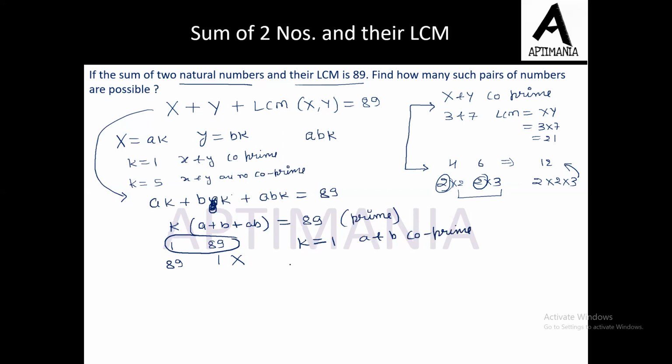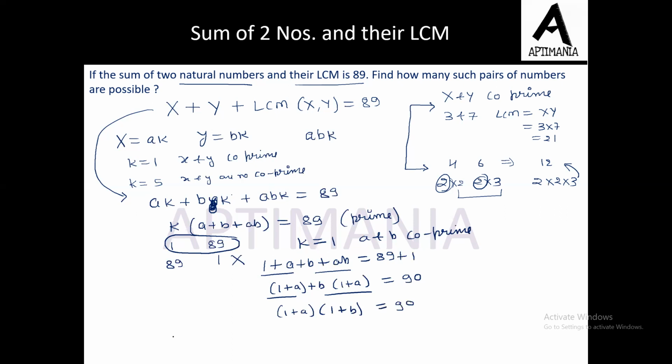Fine. And the second thing is a plus b plus ab is equal to 89. Now to solve this question, I will simply add 1 to both the sides. This will become 1 plus a, and if I take b common from these two terms, this will be 1 plus a again, and this is 90. Now if we take common 1 plus a from these two terms, we will be left with 1 plus b. So now we have this equation, the product of two numbers is equal to 90.